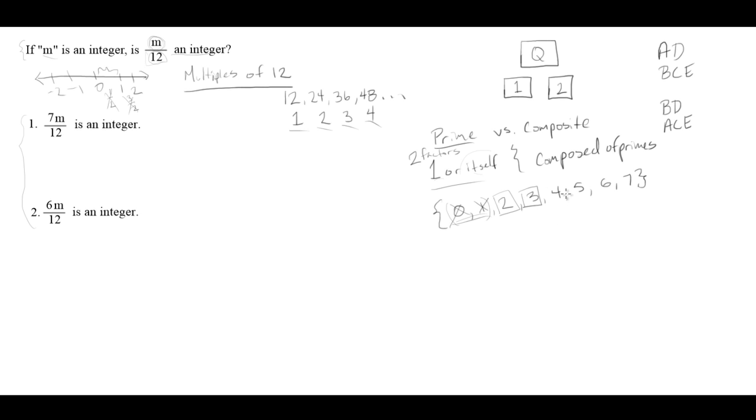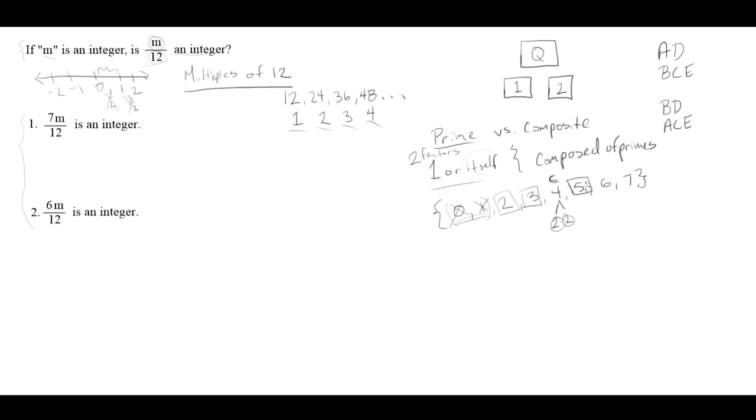4 divides by 1. Yep. And actually all of these will divide by 1. But 4 can be divided by 2. 4 is a composite number. And it's composed of 2 times 2, or these primes. 5. 5 cannot be divided by 4. 5 cannot be divided by 3. 5 cannot be divided by 2. 5 is prime.